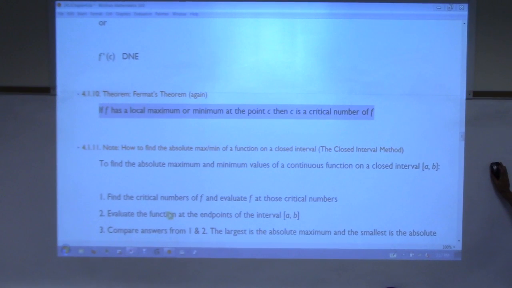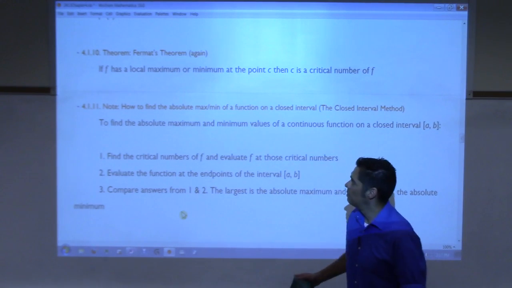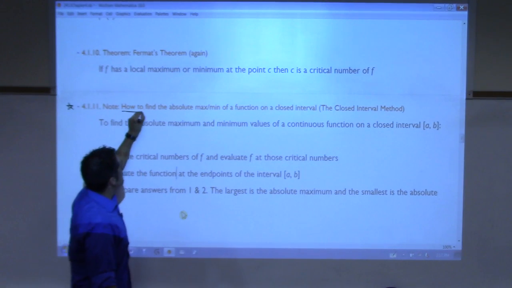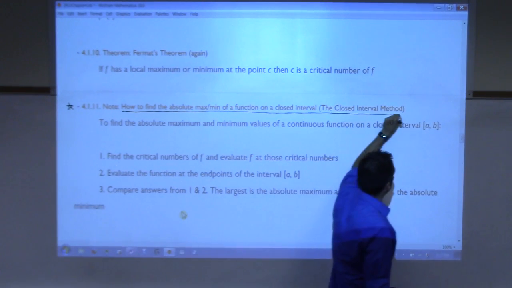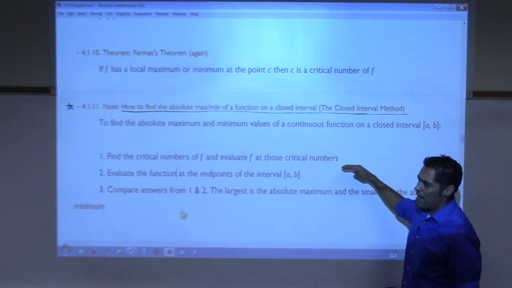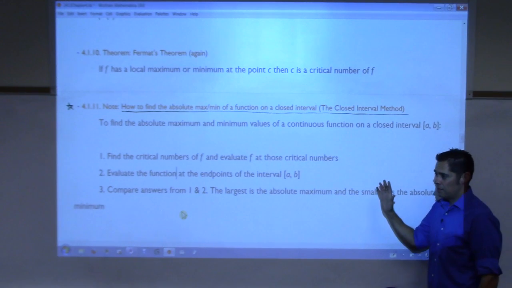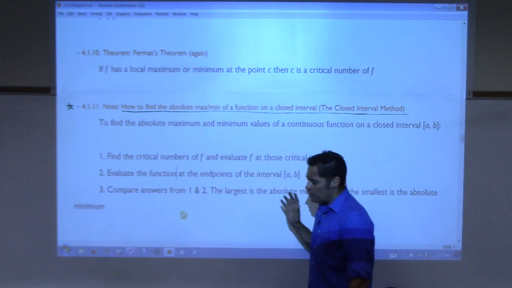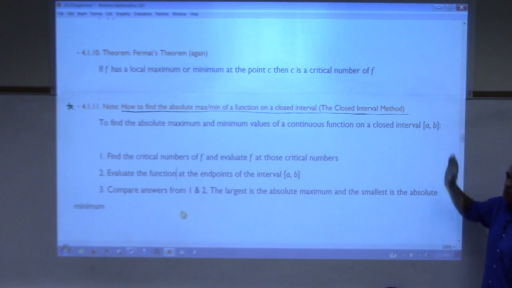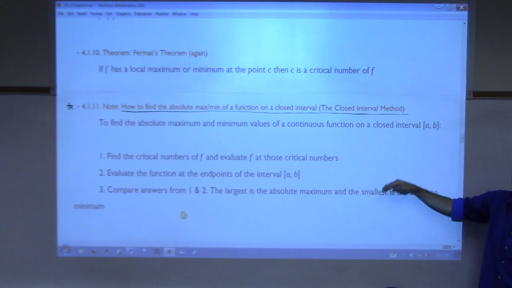All right. Now here's the big daddy right here. If there's one thing you're going to take away from today, this is it. 4.1.11. How to find the absolute maximum and minimum values of a function on a closed interval. The method that's laid out here is the method that you can use in any class. Any class. If someone gives you a function, and that function is continuous, and it is given to you on a closed interval, you can always find the highest and lowest points. Always. And this is the method to do it.